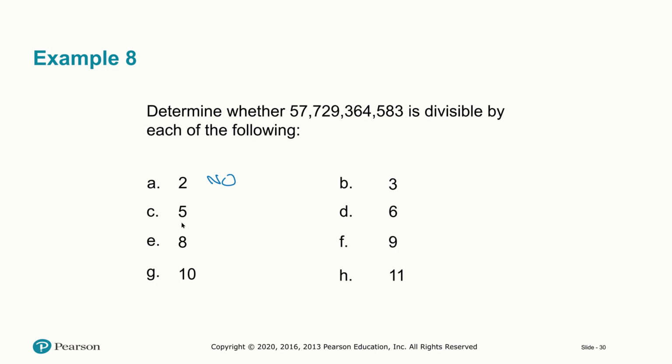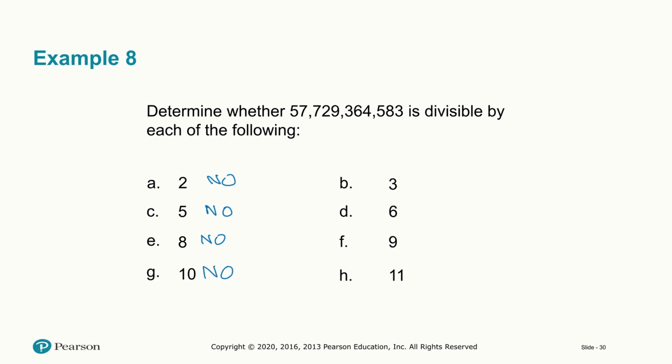5, it's not, because we know that the units digit is not a 0 or a 5. 8 is not, because the last 3 digits don't form a number that's divisible by 8. It's not even, right? So no. 10 won't work because the number doesn't end in 0, and therefore it is not divisible by 10.